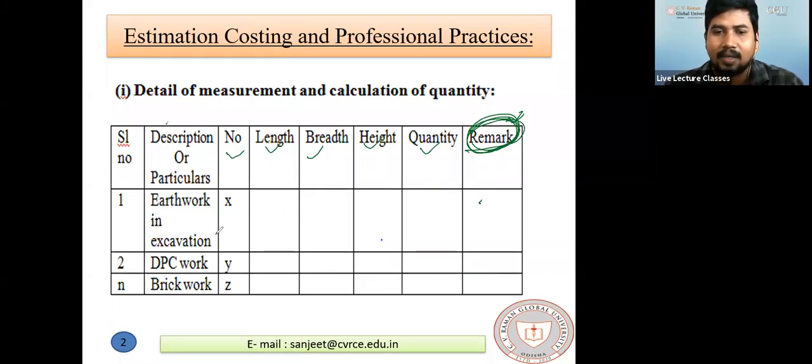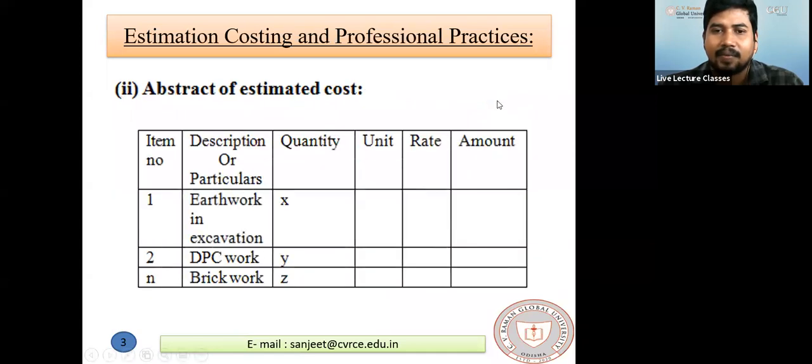Suppose for brickwork, I am multiplying: number is 2, length of the brickwork is 2 meter, width is 30 centimeter or 0.3 meter, height is 3 meter. So you write number into length into breadth into height, which gives you the quantity. This is for your betterness to know what the things are. In the second table, the abstract of estimated cost, I told you how we find the cost. Brickwork, suppose it is 1.8 meter cube. The unit of brickwork is meter cube. The rate of 1 meter cube of brickwork, suppose 500 bricks, costs you nearly 4,000 rupees. So what is the cost of 1.8 meter cube of brickwork?